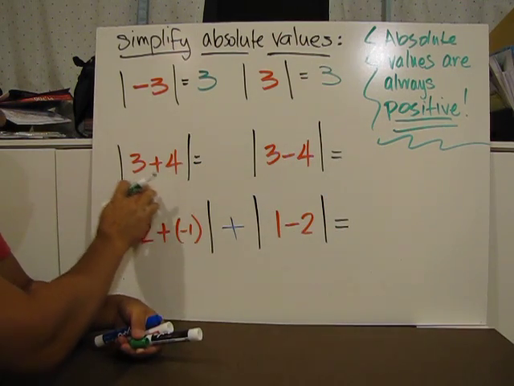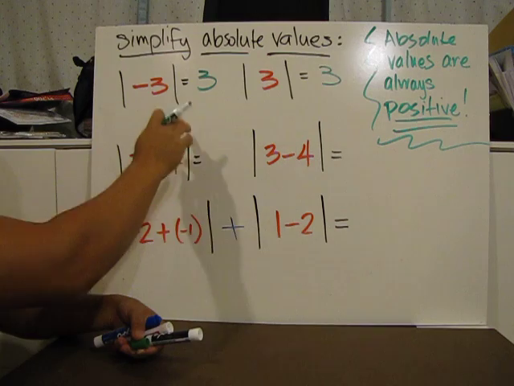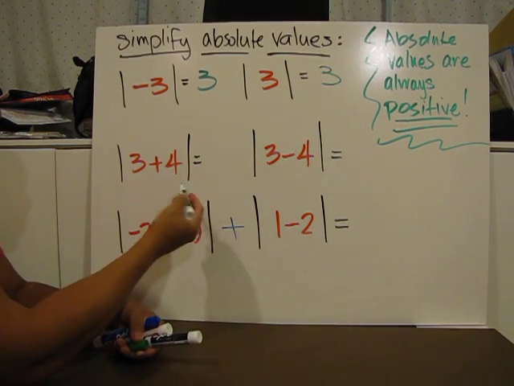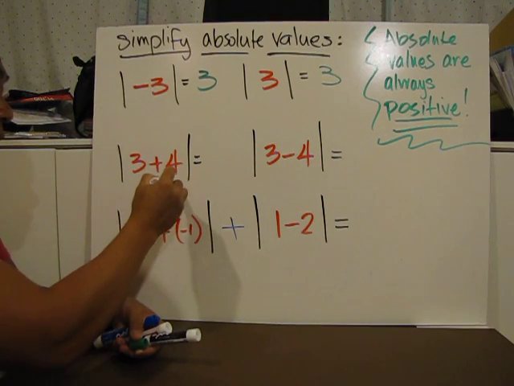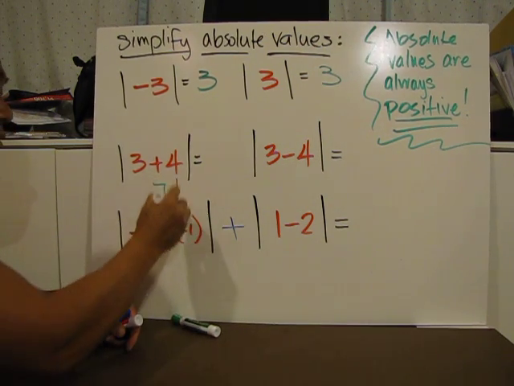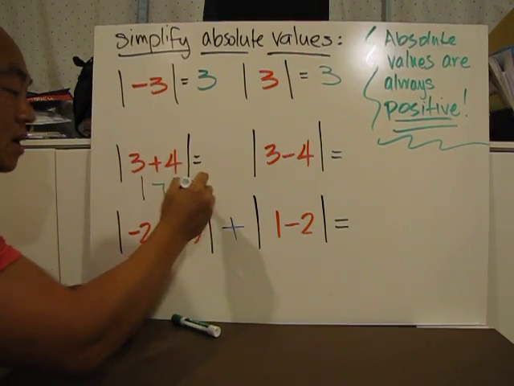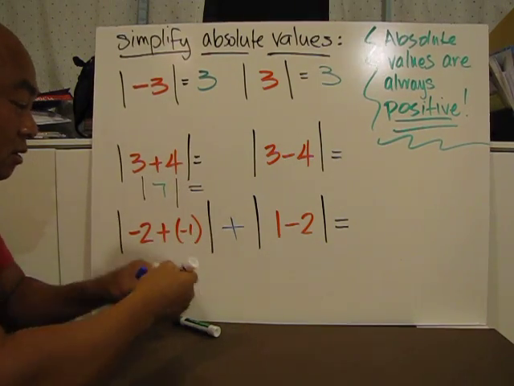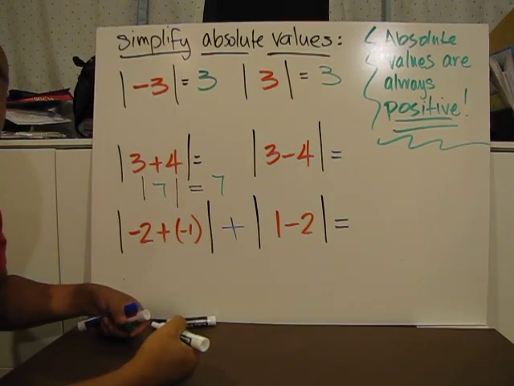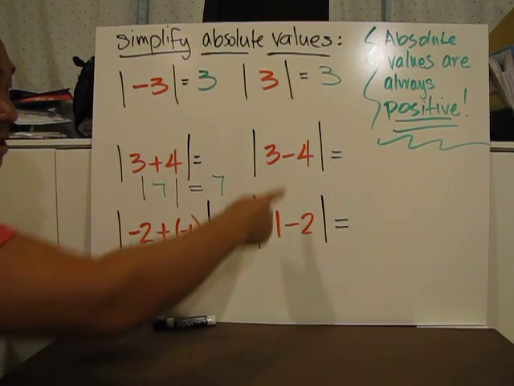Now, what happens if you have an expression inside of an absolute value? Then all you're going to do first is 3 plus 4. That's 7. Remember, it is still absolute value, but it doesn't matter anyway because it is still going to be 7 away from 0.